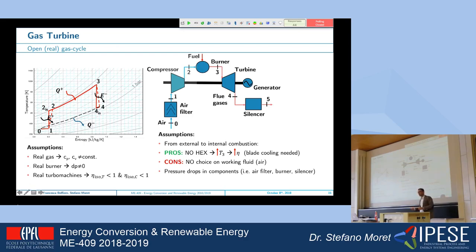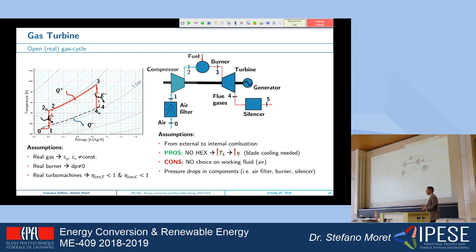So in reality, we don't have up here a heat exchanger. What we have is a burner. So what we do is that we enter the compressor with air. Here we have a combustion chamber where we put the fuel inside with air to have the combustion. And then we expand a mixture of fuel and air in a turbine. And then we reject it to the atmosphere.